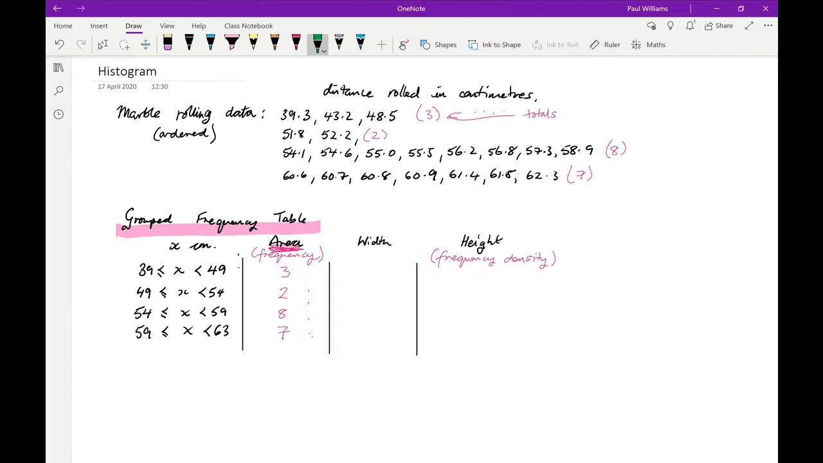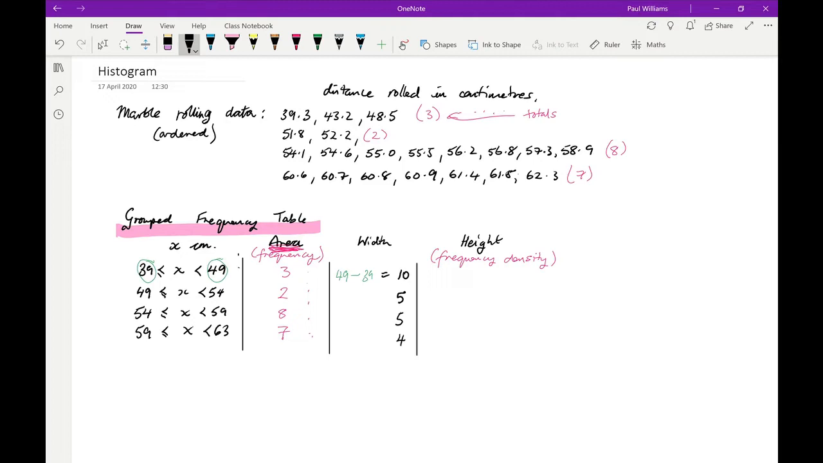To find this width for the first class, I need to do 49 and take away 39. So I need to take the lower class boundary, 39, away from the upper class boundary of 49. And that calculation gives me 10. If I do the same thing with the other classes, I get 5, 5, and 4. And then we come to the heights.